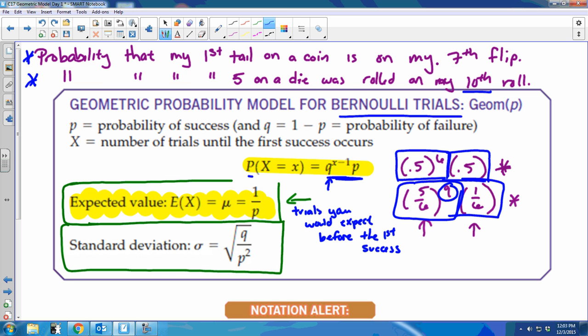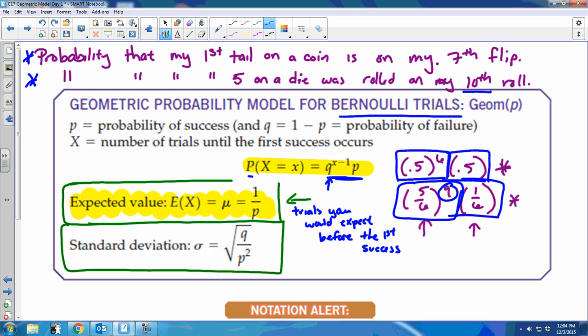So, for example, let's say we're doing this whole die question, all right? I want to know how many rolls it should probably take me on average to get a 5. Okay? What's the probability of getting a 5? 1 in 6. So you would do 1 divided by 1/6. And so what's 1 divided by 1/6? 6. So I would expect my first 5 to come by the 6th roll. Does that make sense?